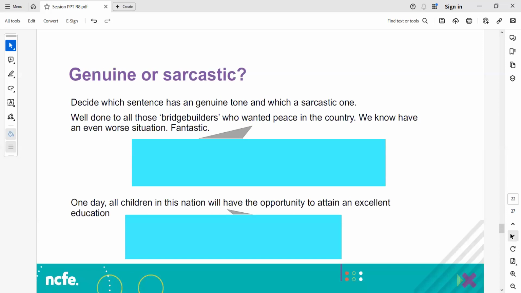Genuine or sarcastic. Decide which sentence has a genuine tone and which a sarcastic one. Well done to all those bridge builders who wanted peace in the country. We know we have an even worse situation. Fantastic. One day, all children in this nation will have the opportunity to attain an excellent education. The first one is sarcastic. Good. What clues have we got there?